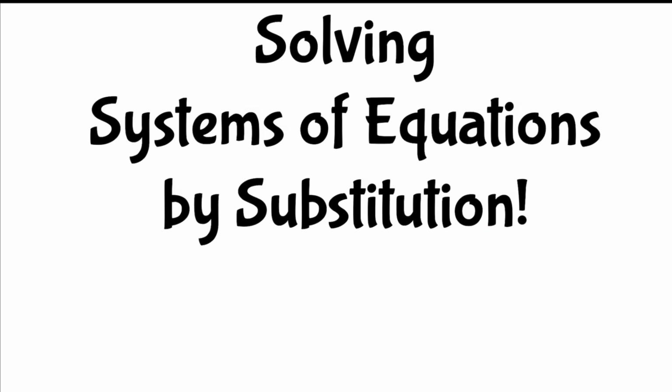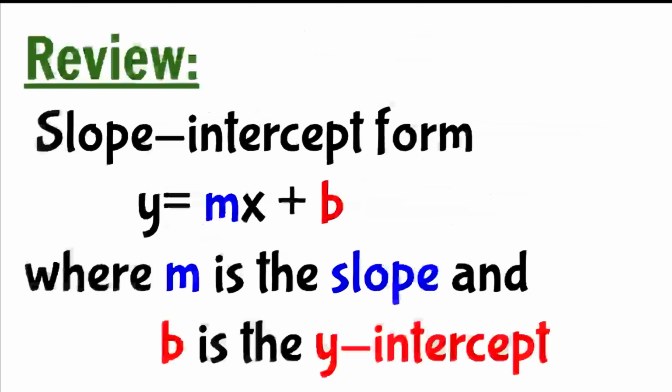Today we will learn about solving systems of equations using the substitution method. And let's have a quick review on the systems of equations. The first is the slope-intercept form, y is equal to mx plus b. In the previous videos, we've learned how to graph equations in the slope-intercept form, and we will use that same concept for this lesson. So m is the slope and b is the y-intercept of this slope-intercept form.